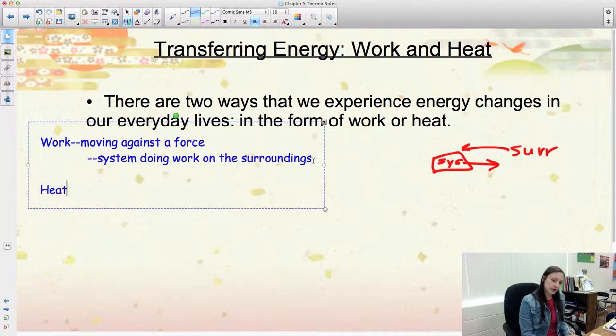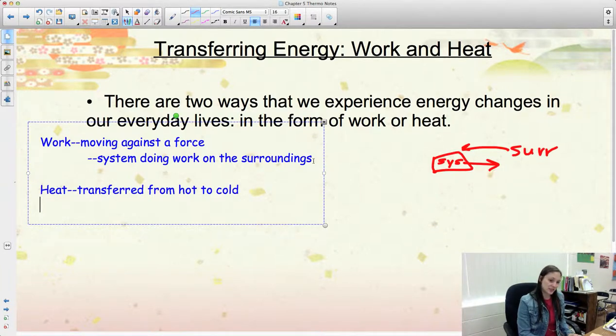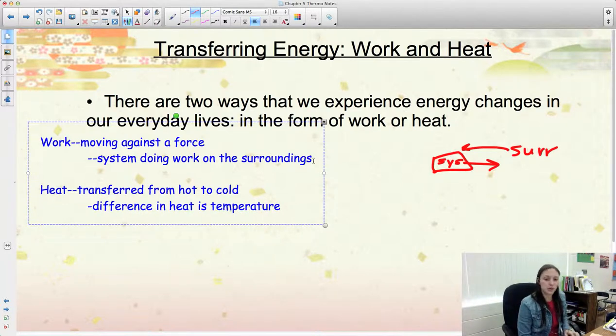The other one that we looked at was heat. Heat is a way to transfer energy, and this is where you transfer heat always from hot to cold. And your difference in heat is temperature. And there are a few different temperature scales: Kelvin, degrees Celsius, and degrees Fahrenheit.